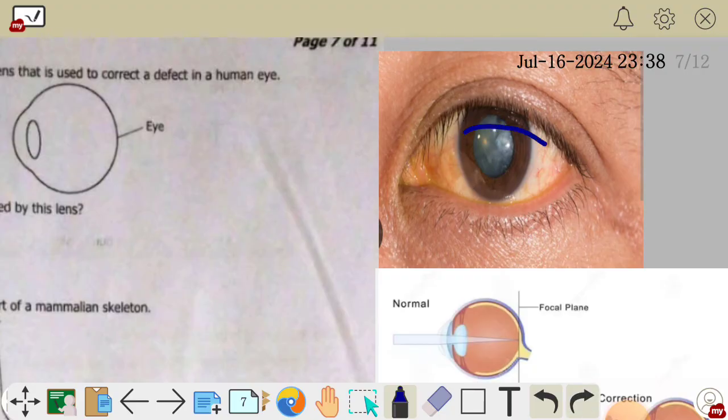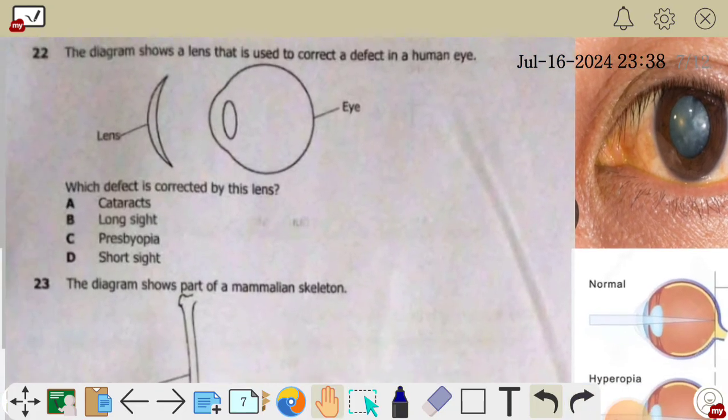So we have a cloud-like thing appearing, accumulating on the lens there. Okay, so in most cases here, we don't give lens to correct that structure. What they do, they will remove the lens and put an artificial lens. Okay, that is what we call cataracts.